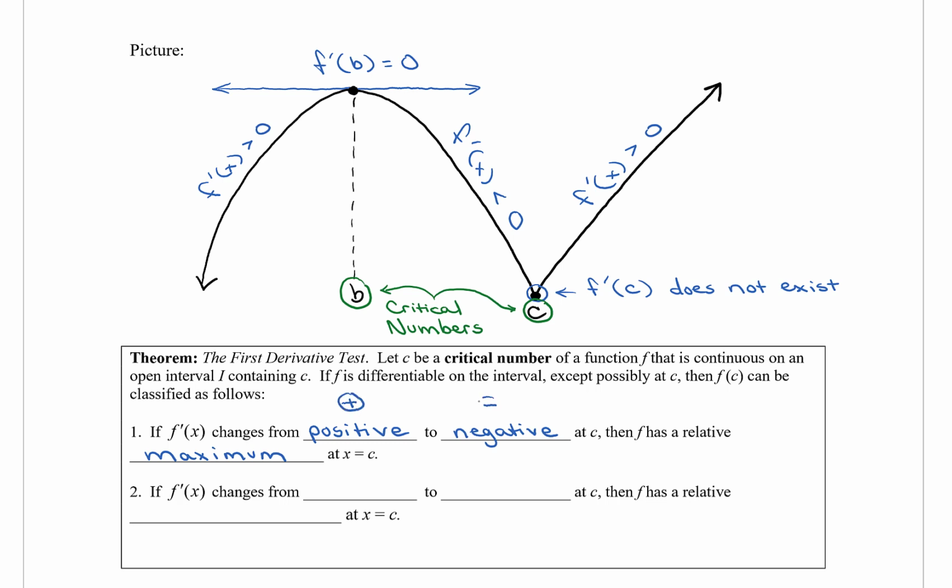Above the word positive, I'm going to draw a little plus sign or positive sign, and I'm going to circle it. And above the word negative, I'm going to draw a little negative sign or minus sign and circle that.